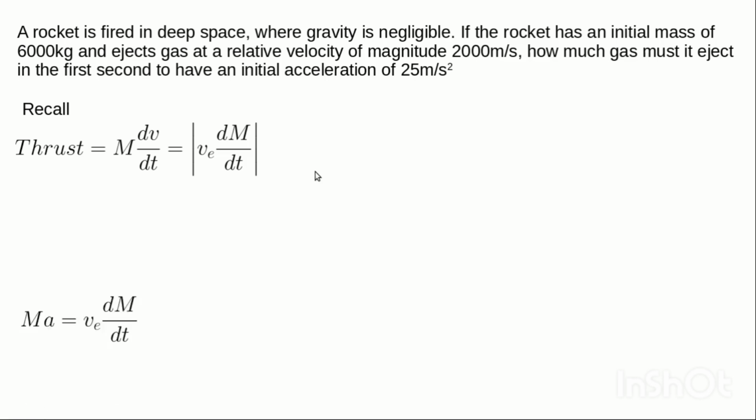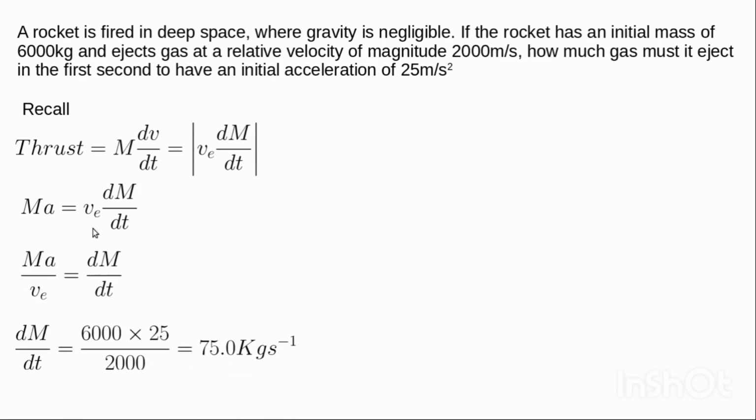Then at that point, we have MA, this one becomes A equal to this. We make VE the subject of the formula, and we make dm/dt the subject of the formula, right? And that gives us dm/dt. M is 6,000 times 25 all over the exhaust velocity, which is given here, relative velocity of the magnitude this. And at the end, we have dm/dt equal to 75 kg per second. So this is the amount of gas that comes out of the nozzle per second. And that's it.